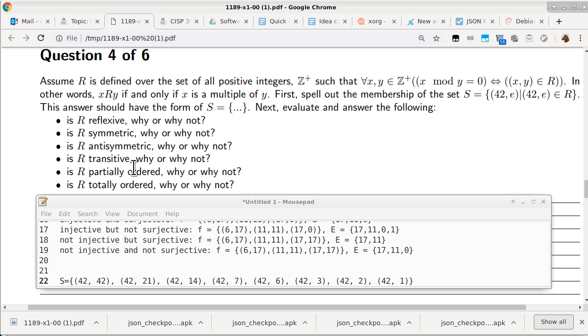So that's kind of a clue of how to study. Okay, start with the knowledge. Last one, is R totally ordered? What separates partially ordered from totally ordered?